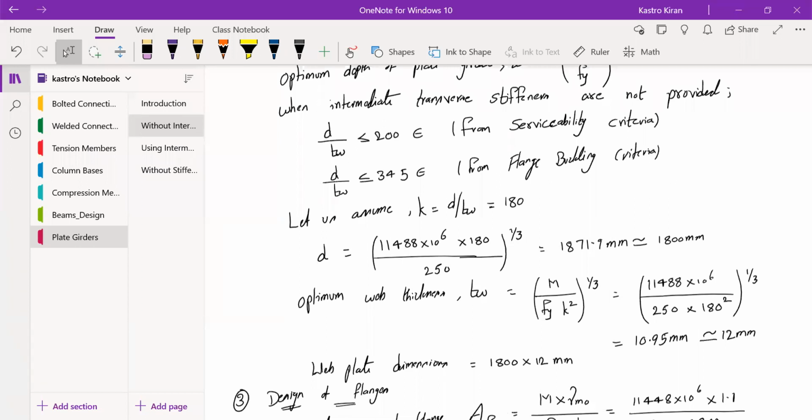So remember, in the model 1 problem, that is without using intermediate transverse stiffeners, we have got the depth of the web as 1871.9 mm. That is the original depth of the web, but we have decreased the depth of the web. Remember, you have got some depth value, and what we have done is we have decreased the depth of the web. And if you look at the thickness of the web, so this is one parameter, the other parameter is the thickness of the web.